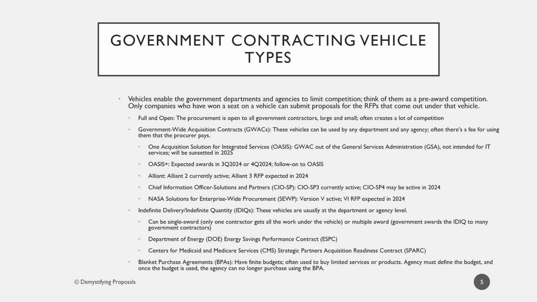An example of a GWAC is OASIS. It's a very common vehicle used across the federal government. OASIS stands for One Acquisition Solution for Integrated Services. This is a GWAC that was put out by the General Services Administration. It is not intended to be used for IT services, however, and it will be sunsetted in 2025.